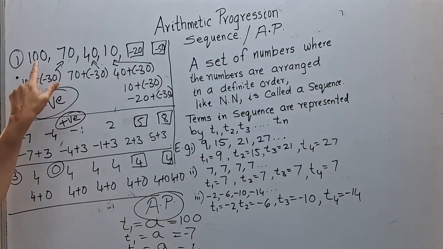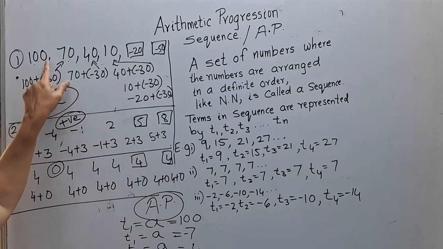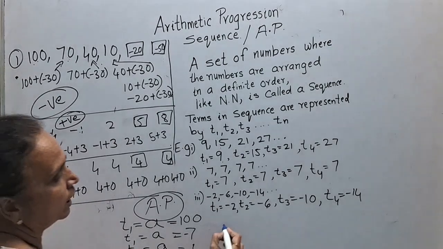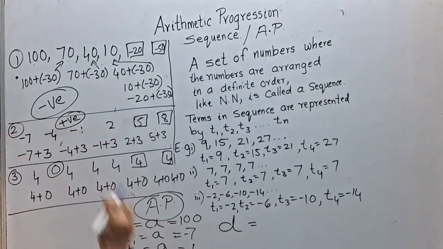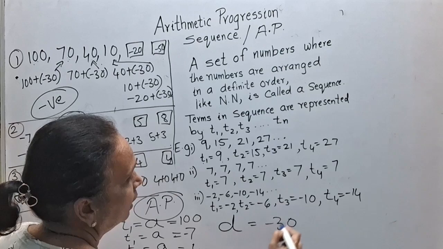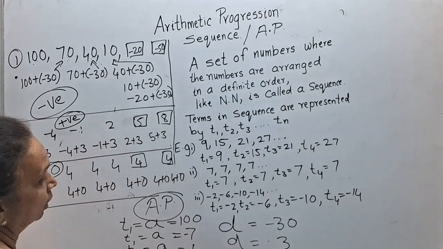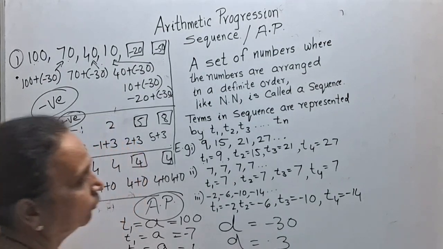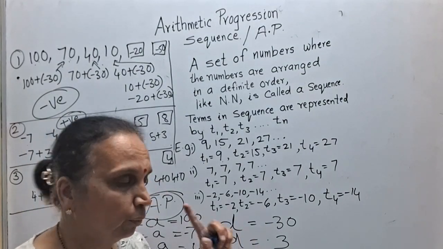And for that matter, the first term is always represented as A, and we write, in this case it is 100, in this case it is minus 7, in this case it is 4. And the difference, we say it is common difference and it is represented by small d, and that is nothing but in the first case minus 30, in the second case it is 3, and in the third case it is 0. So the common difference can be negative, it can be positive, it can be 0.